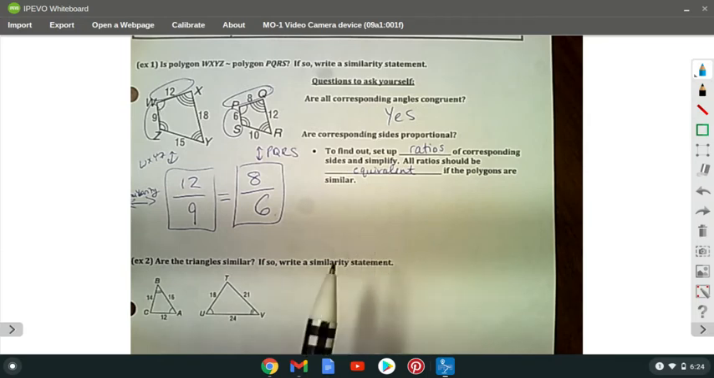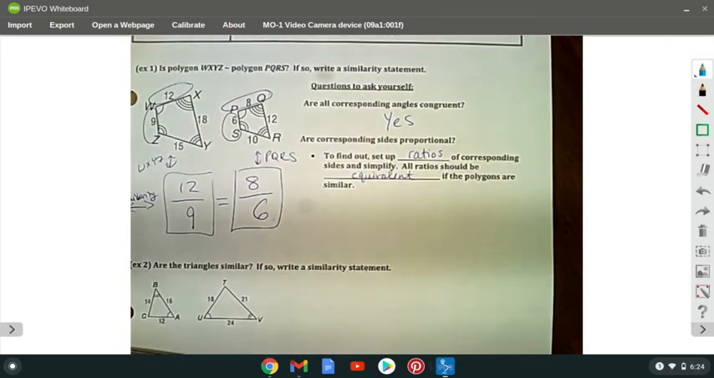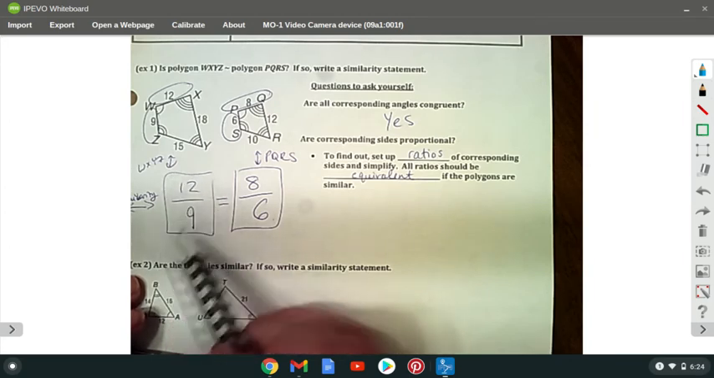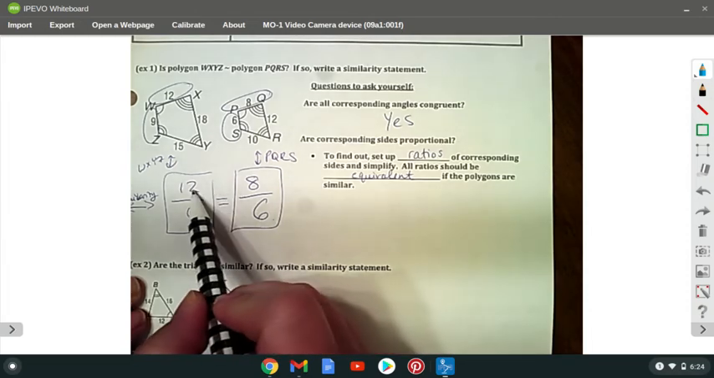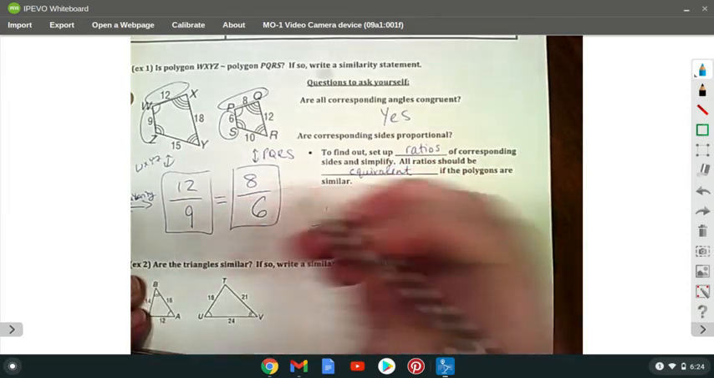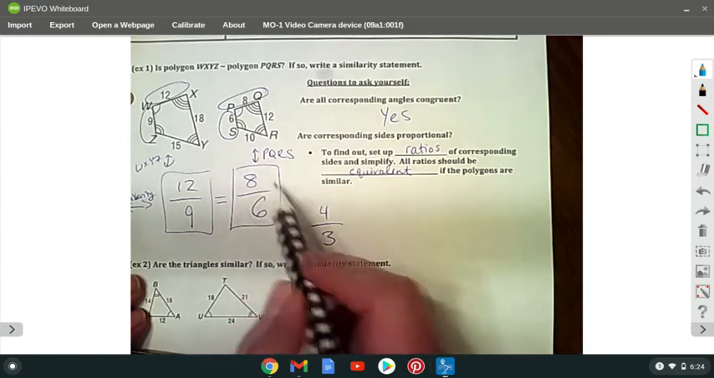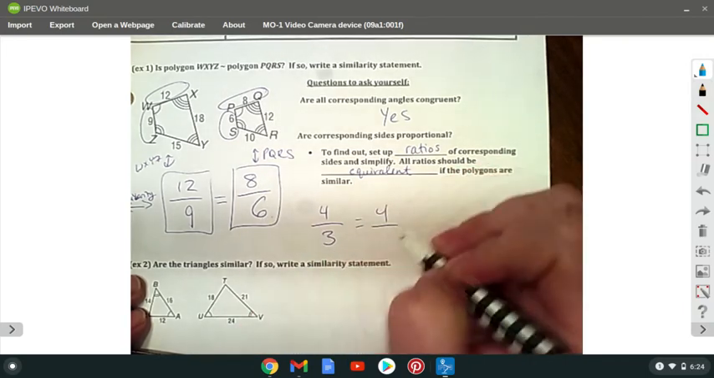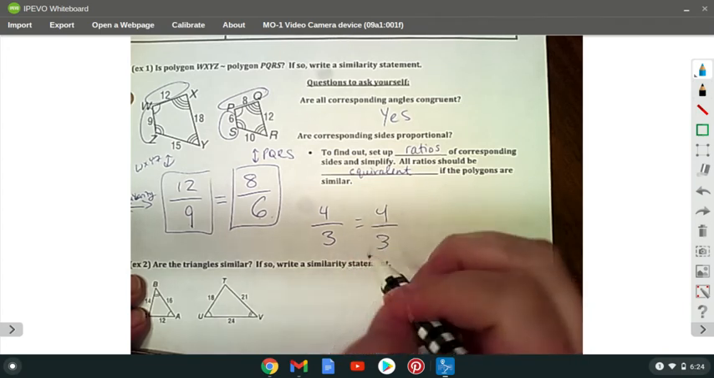So now all I'm going to do here is reduce these fractions, or you could throw them right into a calculator. It's really whatever works for you. If I reduce this fraction, 12 over 9, I ask myself what number goes into both of those. 3 goes into both of those. So if I divide 12 by 3, I get 4, and 9 by 3, I get 3. This one, what's the largest number that goes into these? A 2. If I divide 8 by 2, I get 4, and 6 by 2, I get 3. 4 over 3 is equal to 4 over 3.